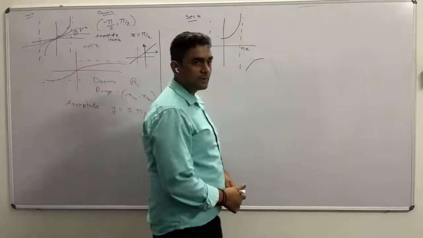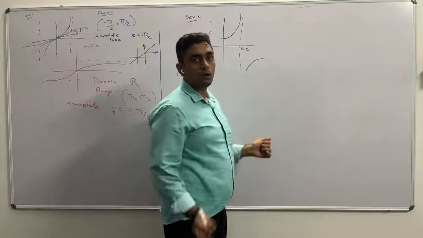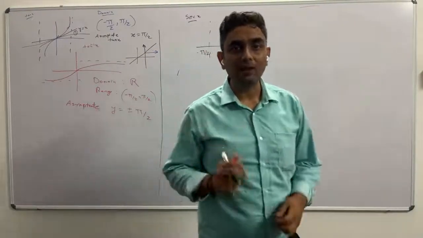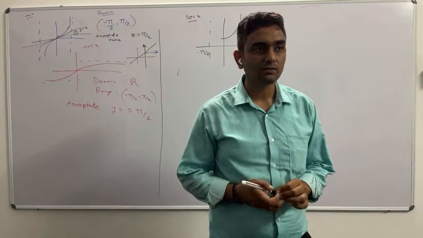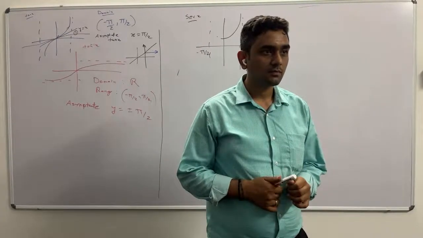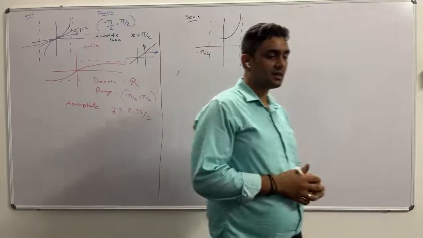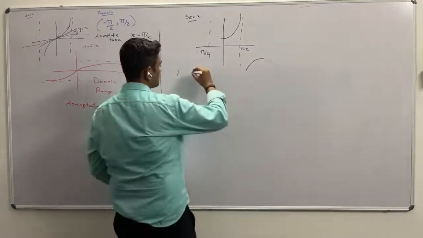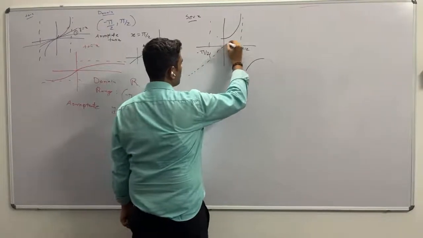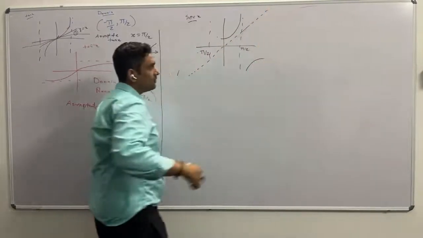So now this will be the graph. Now we'll draw y equal to x. Now does the line y equal to x have an intersection with secant x? No, it won't have an intersection with secant x. Correct. This will be the line y equal to x.